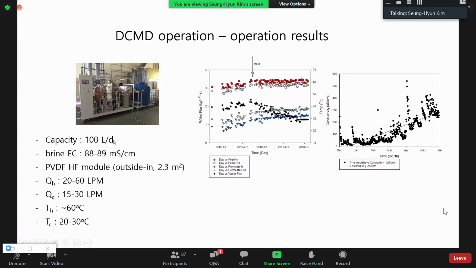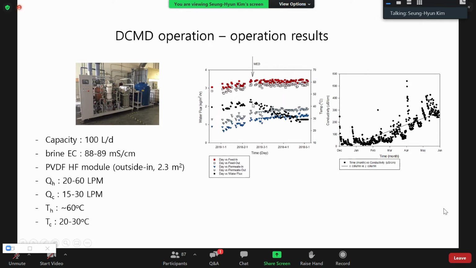This one is sent to the actual desalination plant, fed two different brines, RO brine and MED brines. Initially, it started the operation with RO brines, but after 2 months, the feed was switched to the MED brines. And this one shows the temperature, and this one is DCMD, and the feed temperature is about 60 degrees. And this one is fluxes, and flux is stable, about 2 LMH with RO feed.